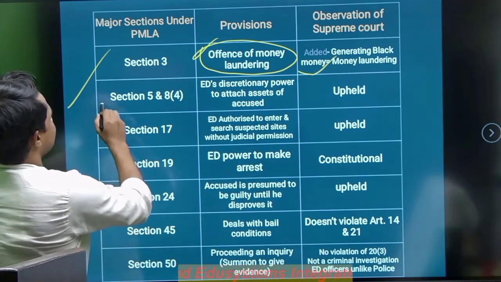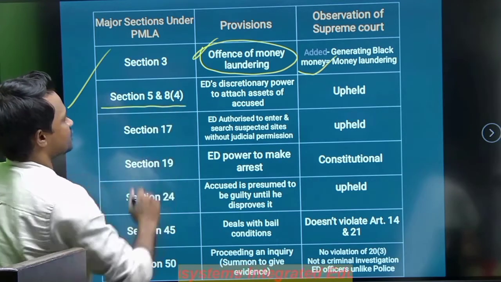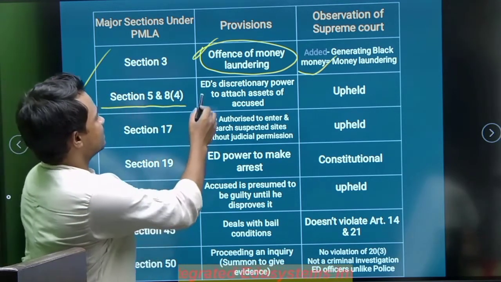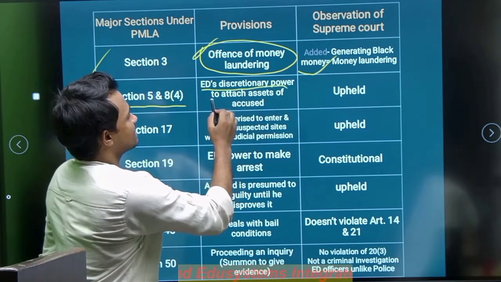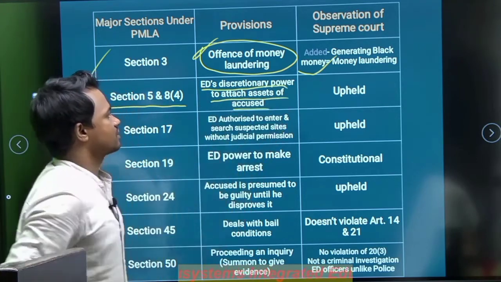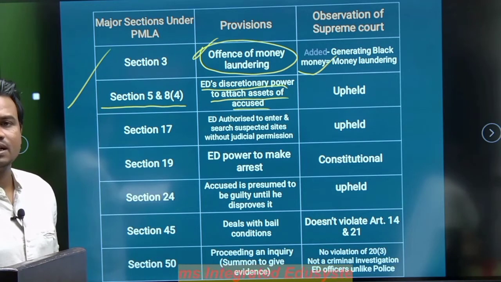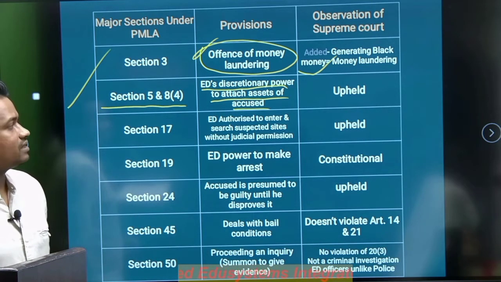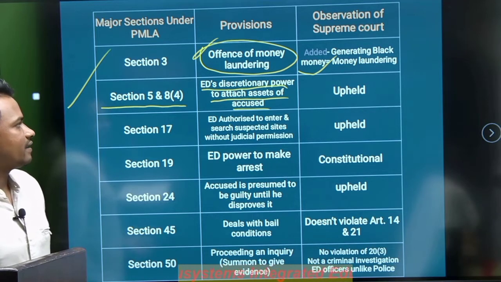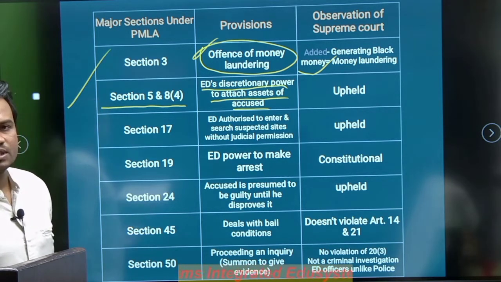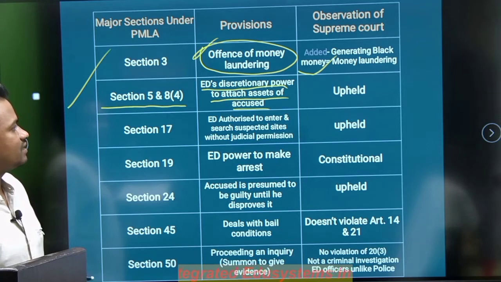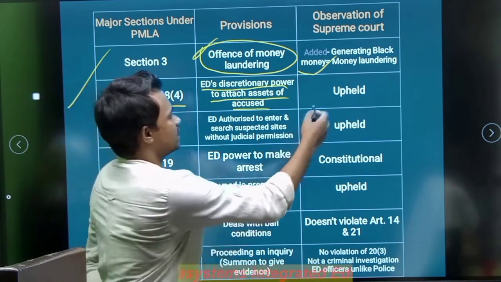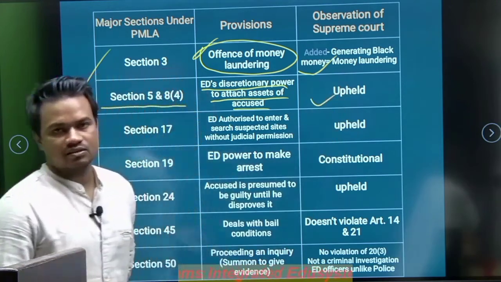And the second is section 5 and 8 subsection 4. This is regarding the ED's discretionary power to attach assets of the accused, that is, the attachment of illegally proceeded assets. The Supreme Court observed that the attachment and seizing of the assets is completely valid, and that is upheld by the Supreme Court.